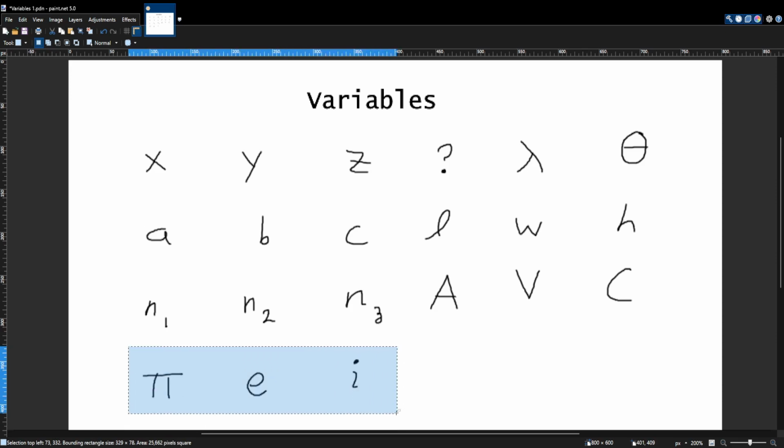And then we have these ones down here. These are symbols that represent defined values: pi, Euler's number, the imaginary number. These are defined constants that use these variables to represent those amounts.